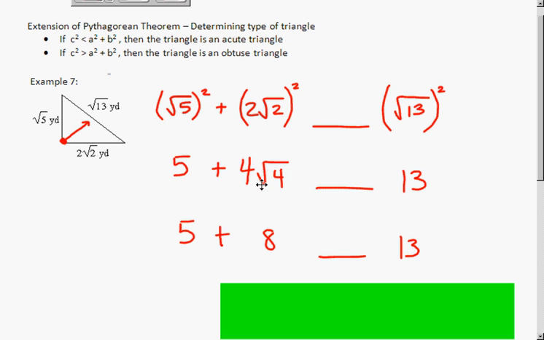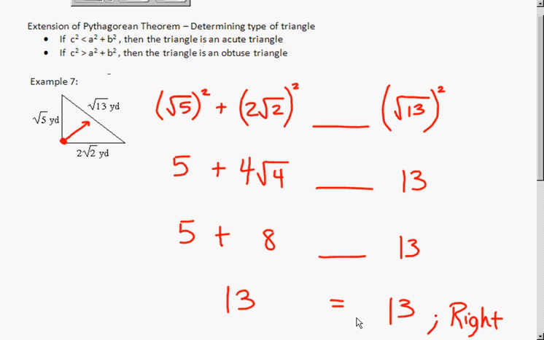I found out that the square root of 4 is 2. So 4 times 2 would give me 8. 5 plus 8. And then we have 13. So we would have 13 is actually equal to 13. This would be a right triangle.